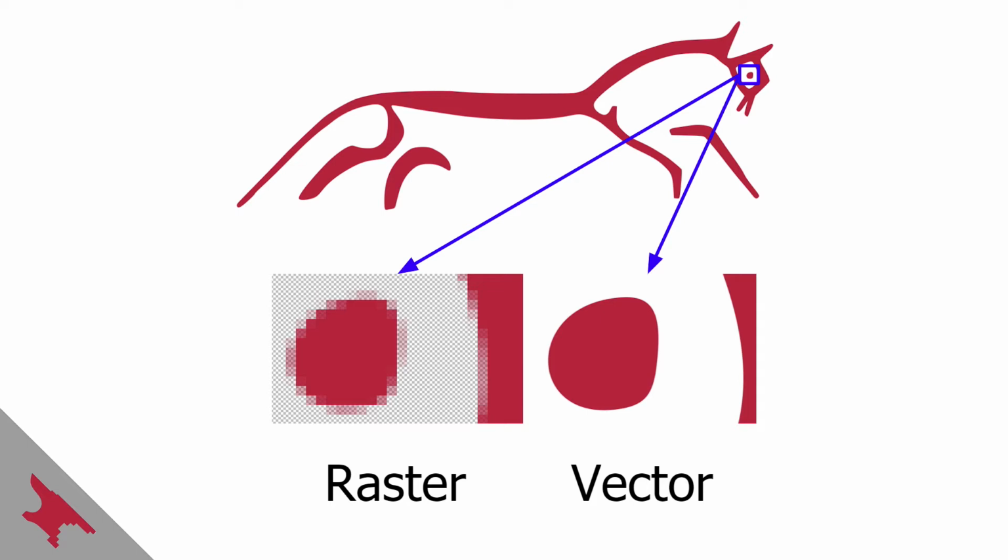To illustrate the point, on screen you have a stylized horse and the 2 versions of what you'd see if you zoomed into the eye of that horse, one in raster and one in vector. If it's a raster format and you zoom in, it will eventually start to blur and you'll be able to see individual pixels. If it is in vector format and you zoom in, the image stays crisp and clear.